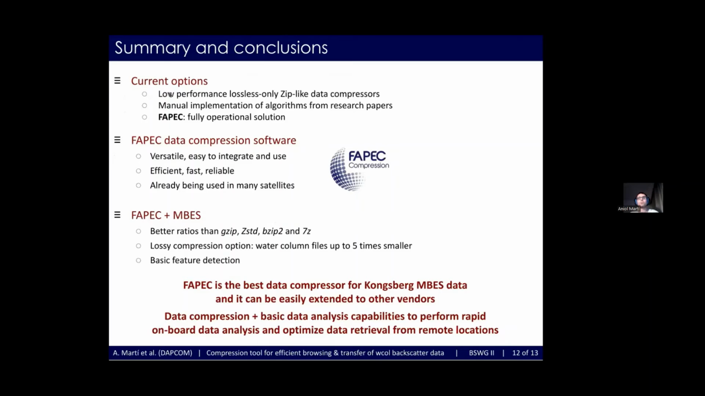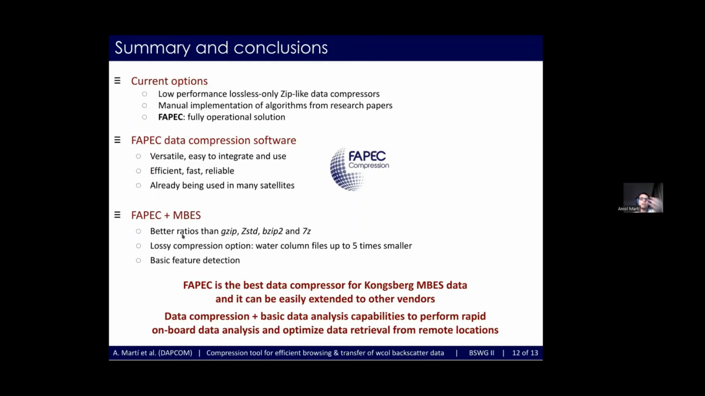The current options for compression of water-column data are low-performance lossless options like zip or other general-purpose compressors, either manual implementations of algorithms from research papers, or FAPEC, which is a fully operational solution, which also provides lossy compression. Regarding FAPEC, as I said, it's versatile, easy to integrate and use. It's efficient, fast, and reliable, and it's already being used in many satellites, so it's not something very new. It has an operational background.